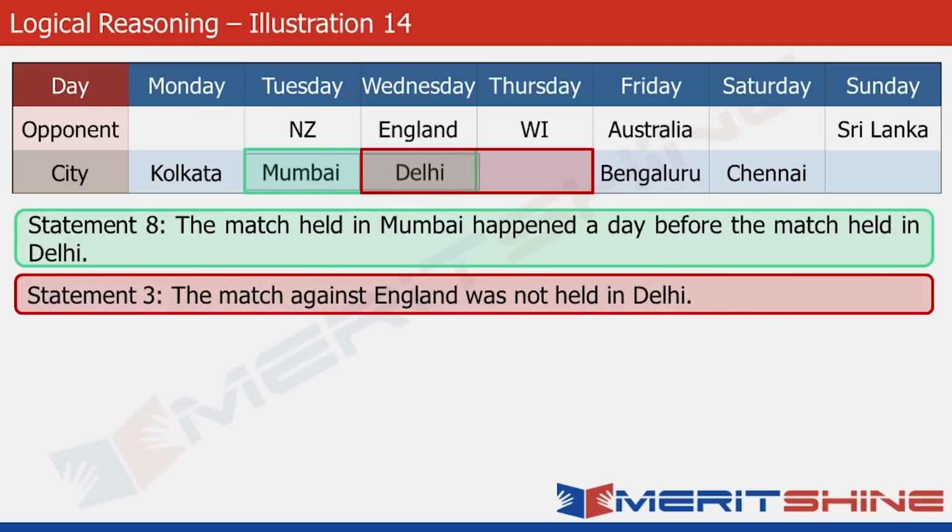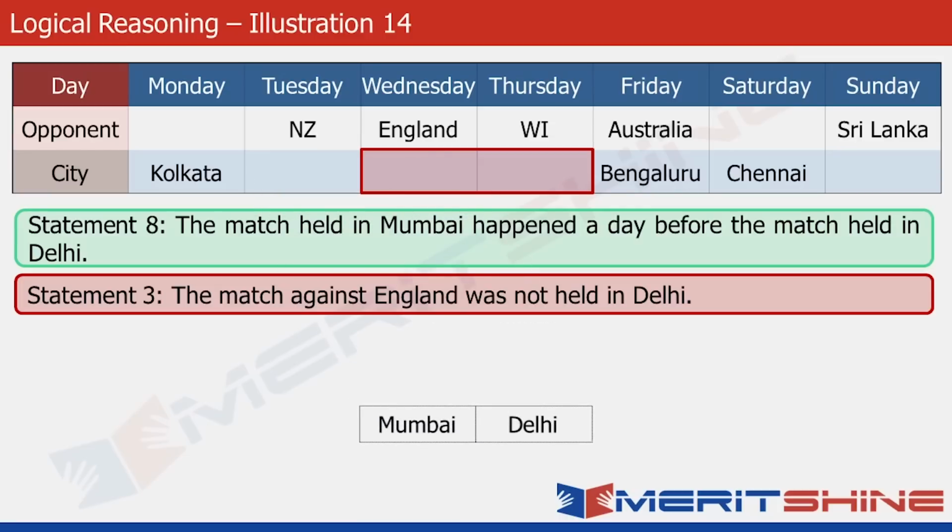If we look at statement 3 now, it tells us that the match against England was not held in Delhi. It means that this is incorrect. This placement is not possible. So let's take this back. Now let's try and put it in the second position possible. Since there is no other option, this has to be the final position of the Mumbai-Delhi block. So the Mumbai match happened on Wednesday and the Delhi match happened on Thursday.